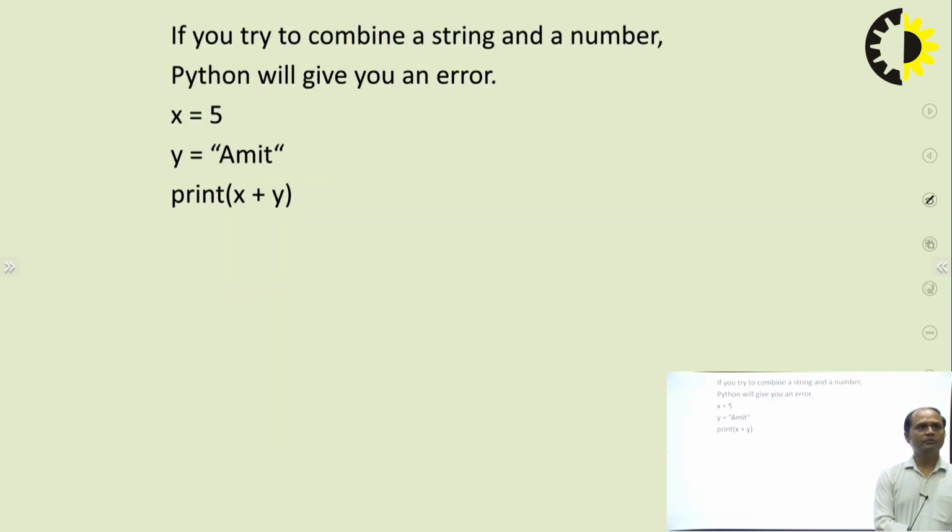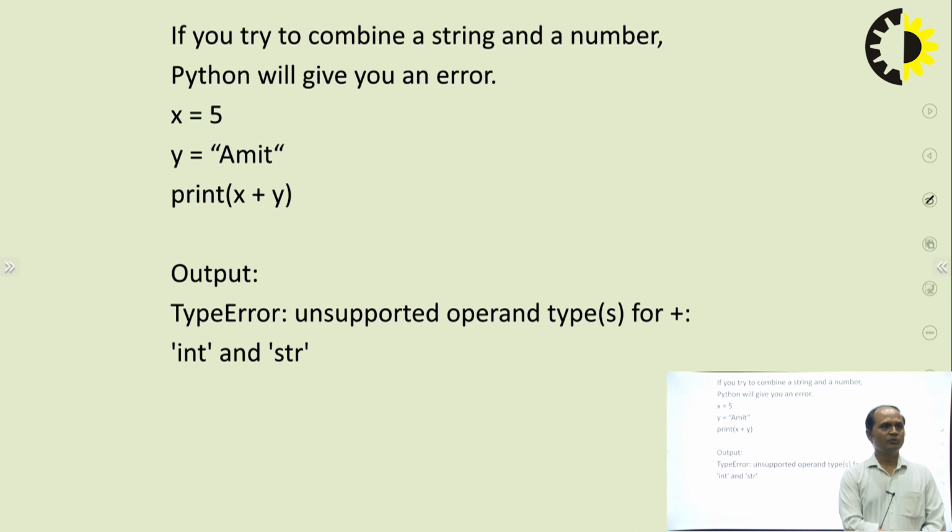If you try to combine a string and a number, it will give an error. Suppose x is equal to 5 and y is equal to "Amit". What is the output of print(x + y)? This will give an error because it is not supported. One is of type integer and another is of type string. We cannot add different data types by using the plus operator.